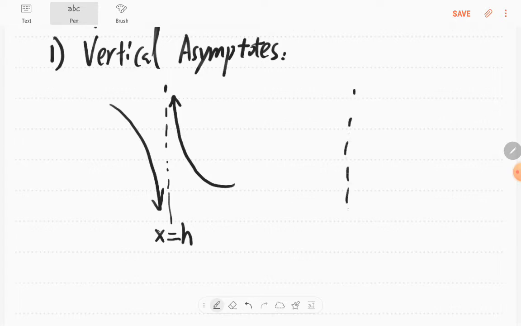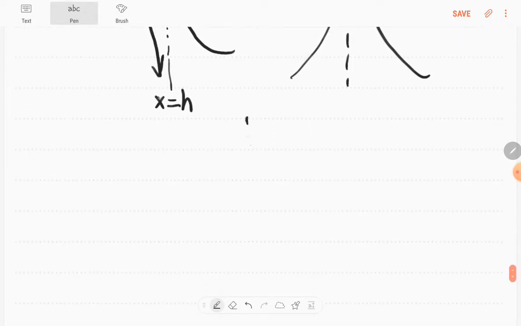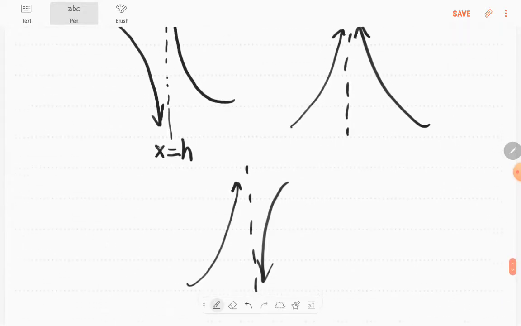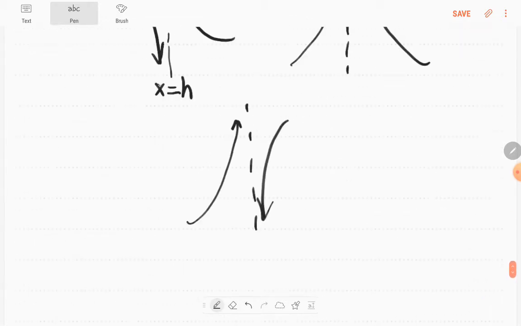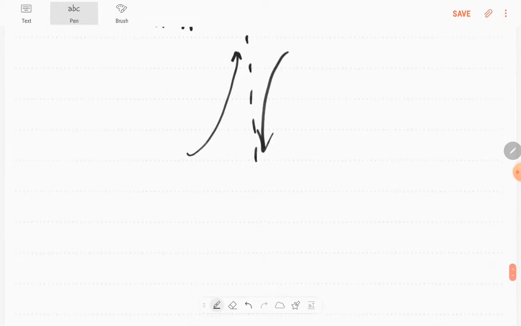So this is also a vertical asymptote. This is also a vertical asymptote, right? Another asymptote, the other one, is the horizontal asymptote.